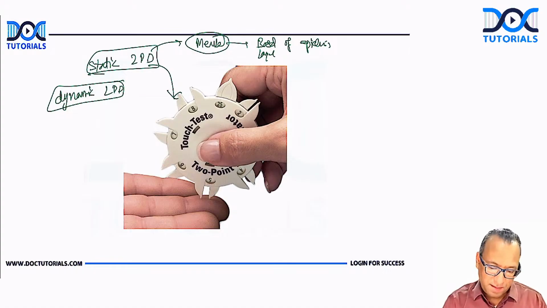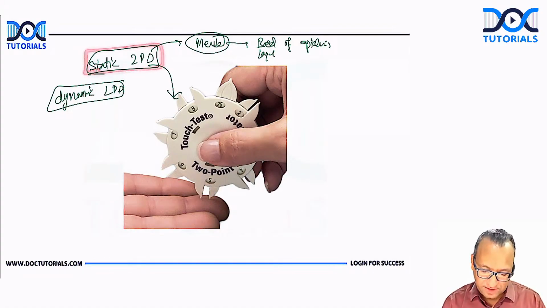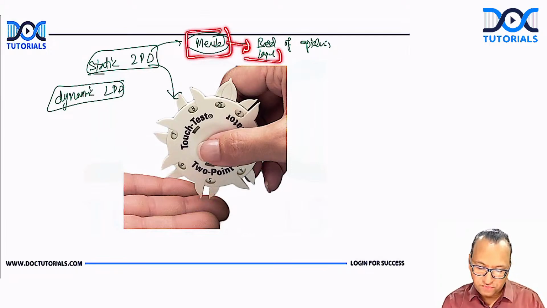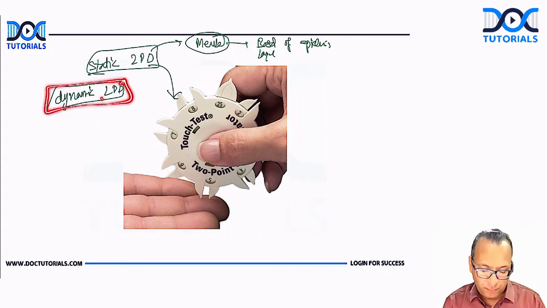So if you are talking about static 2-point discrimination, meaning you are just touching the 2 points, then it is Merkel, which is present in the basal layer of the epidermis. But if you are talking about dynamic 2-point discrimination, your answer will be Meissner. So here the answer will be Meissner.